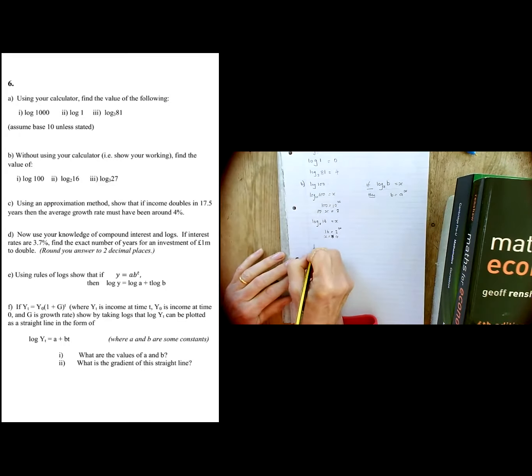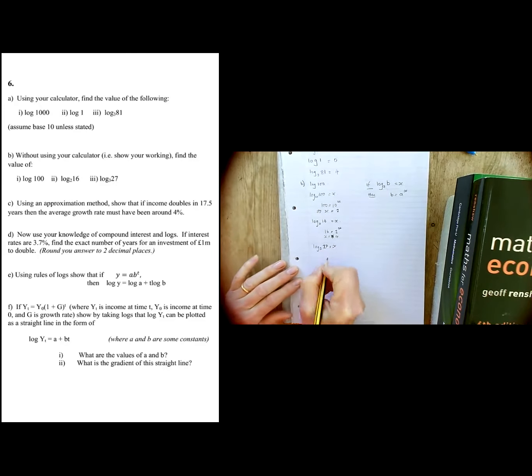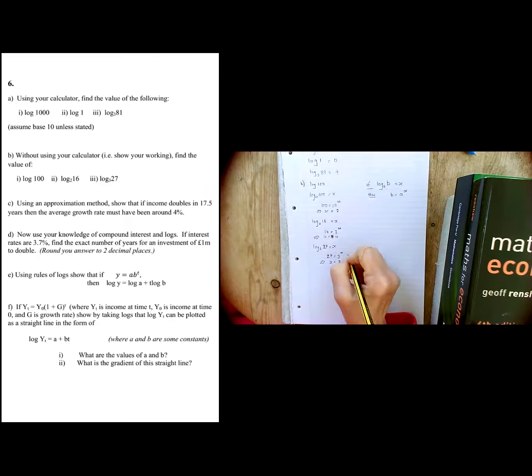And finally, we've got log base 3 of 27. That says equal to x. That means that 27 is 3 to the x, and that implies that x is 3, because 3 times 3 times 3 is 27. It's always going to be one of these low numbers.